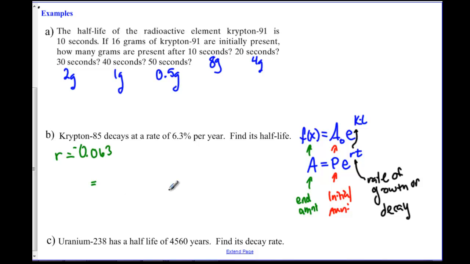Yeah, I'm thinking about the bottom one. They're the same, but I'm thinking about the bottom. So we don't know the end amount. We don't know the beginning amount. We know that there's an E, that our R is a negative 0.063, and we have to put a T there because it's asking us for the time.